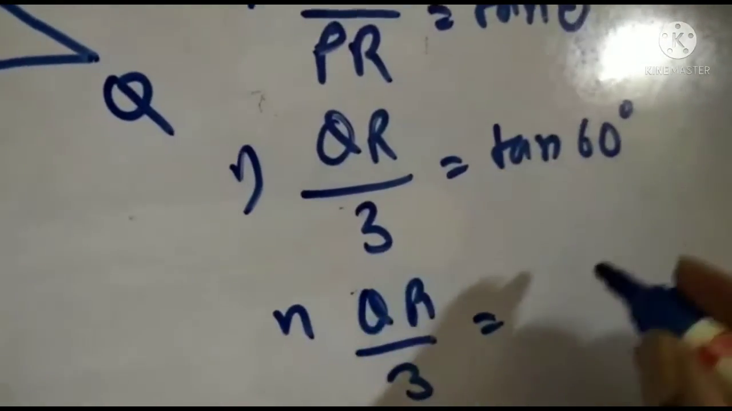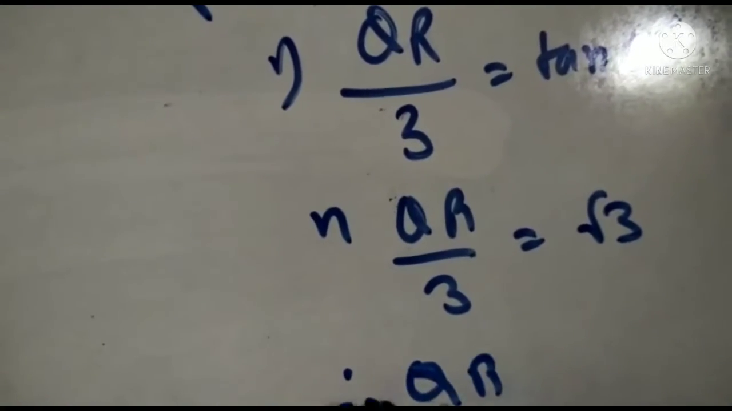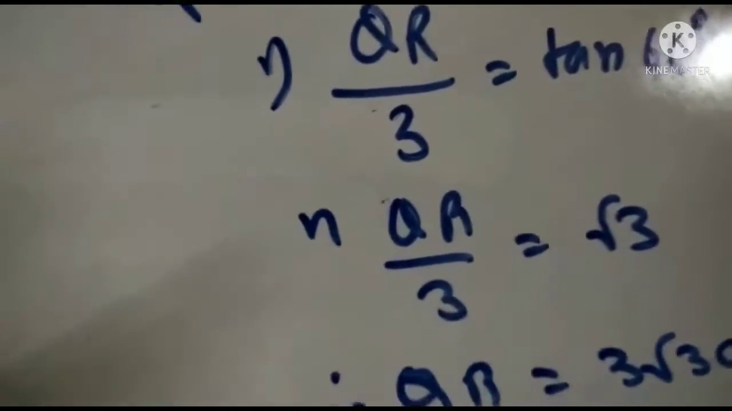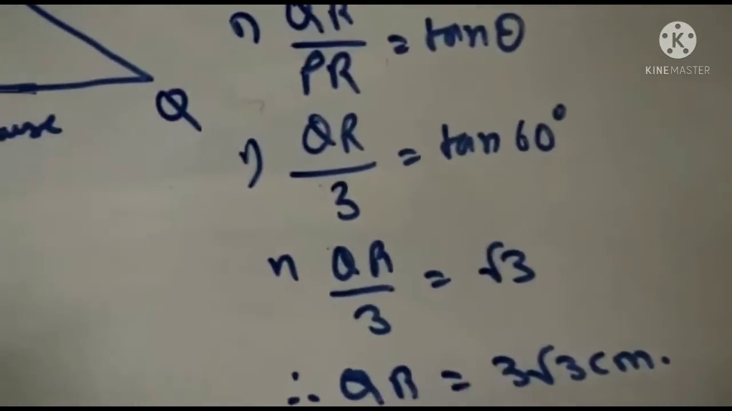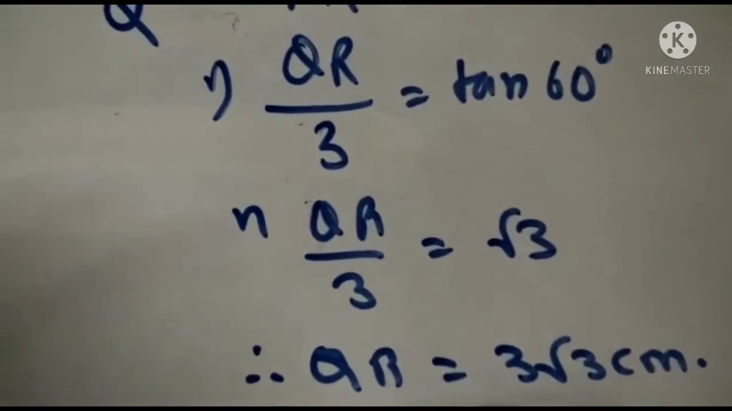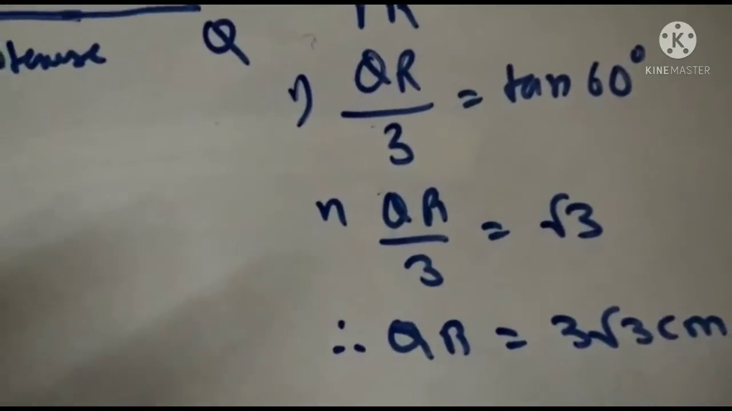So what does tan 60 degree mean? Root 3. Therefore QR is equal to 3 root 3 centimeter. We have found QR. Very easy. QR is equal to 3 root 3 centimeter, because after doing cross multiplication we can find that QR is equal to 3 root 3 centimeter. Now in the same way we have to find PQ also.